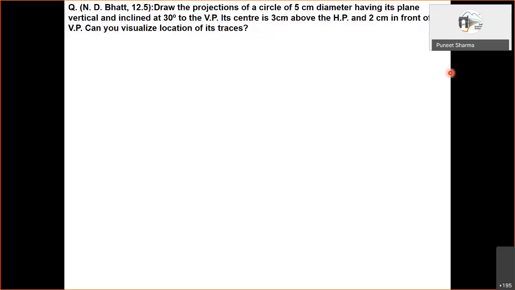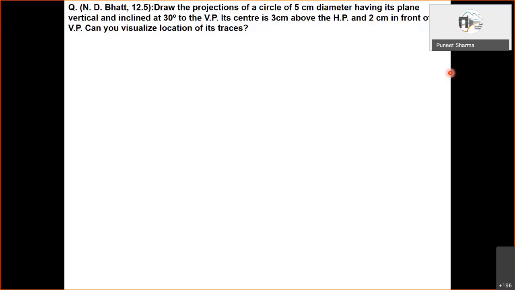Now for this case, for the initial position, what we need to consider is that the surface has some inclination with the vertical plane and the plane in itself is perpendicular to the horizontal plane. So in the initial position, we should assume that the plane is on the vertical plane, or else parallel to the vertical plane. When this plane figure is parallel to the vertical plane, we'll have the true shape and size available in the front view.